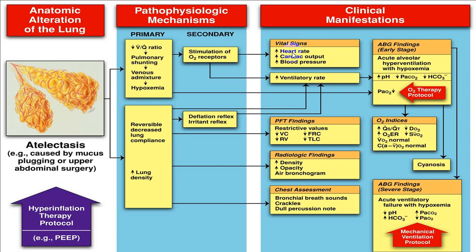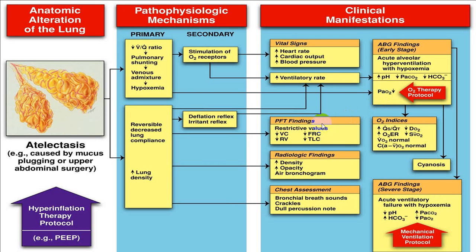Because of atelectasis, tachycardia and increased cardiac output, blood pressure will be elevated. You will have an abnormal ABG, so you will have hypoxia. CO2 will be reduced because of hyperventilation. Ventilatory rate will increase, meaning the person will develop tachypnea, but the person will have hypoxia.